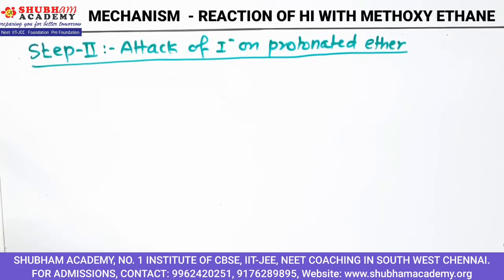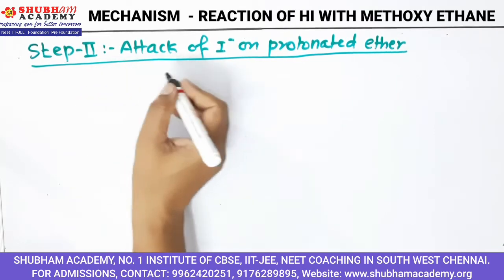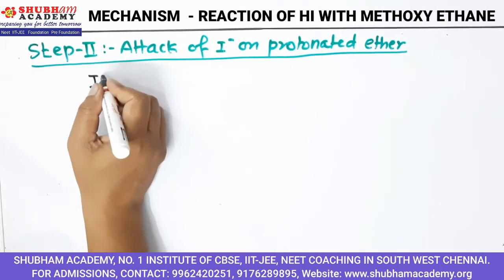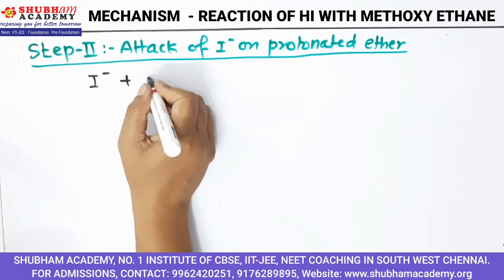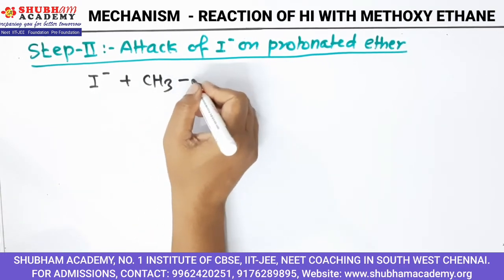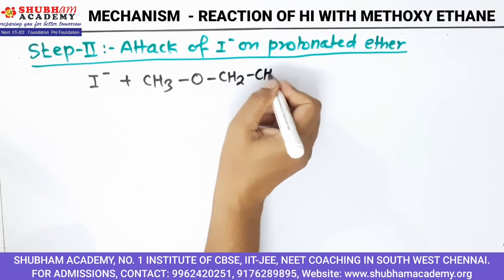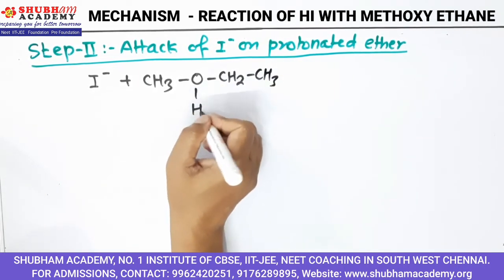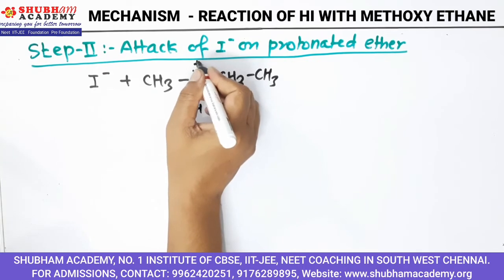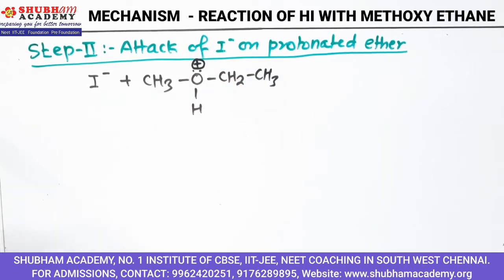I- being a very good nucleophile, it attacks the least substituted alkyl carbon and it displaces alcohol by SN2 mechanism, right? So I- plus CH3OCH2CH3 and here H and a positive charge, right?